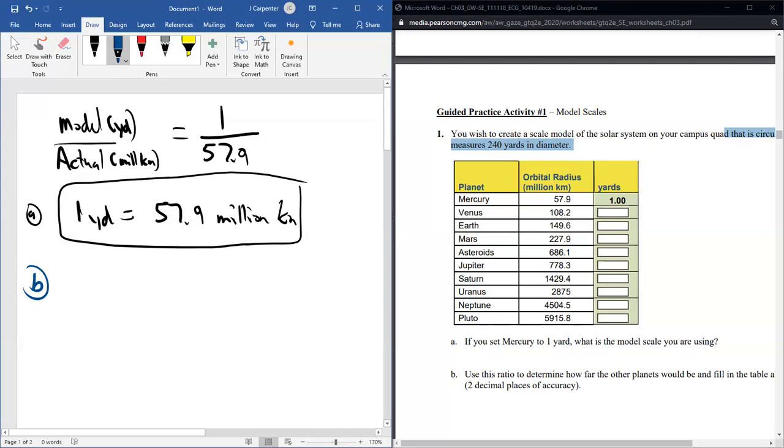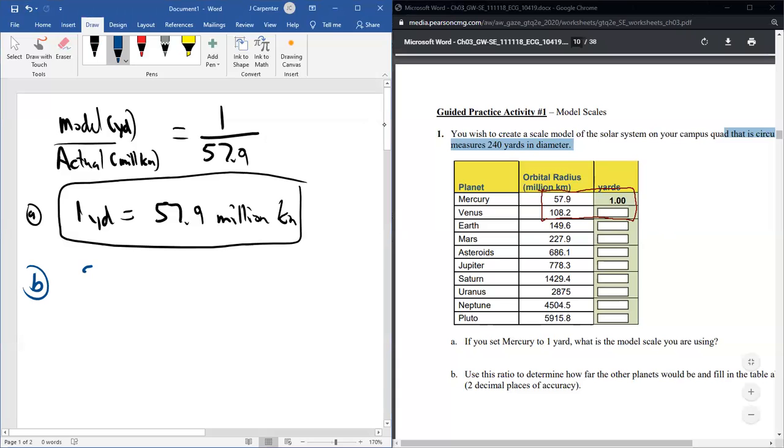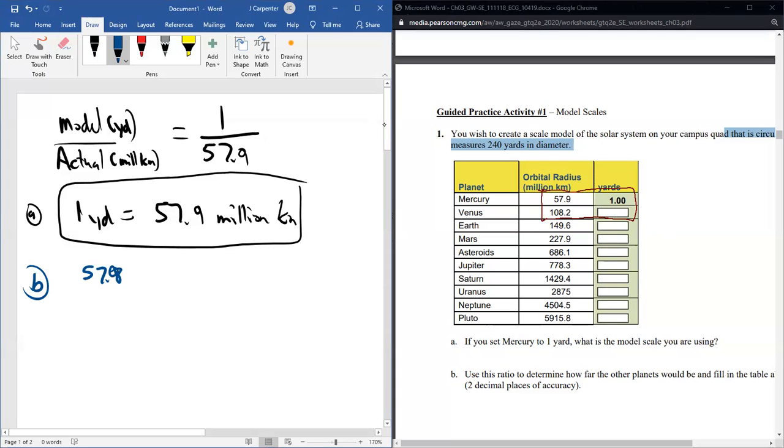So this is literally a proportion table. You can just do everything that way. So you can imagine yourself drawing your box around these four things. There we go. That's it. So we would go 57.9, not 8. I was looking at an 8, sorry about that, over 108.2 would be equal to 1 over x.